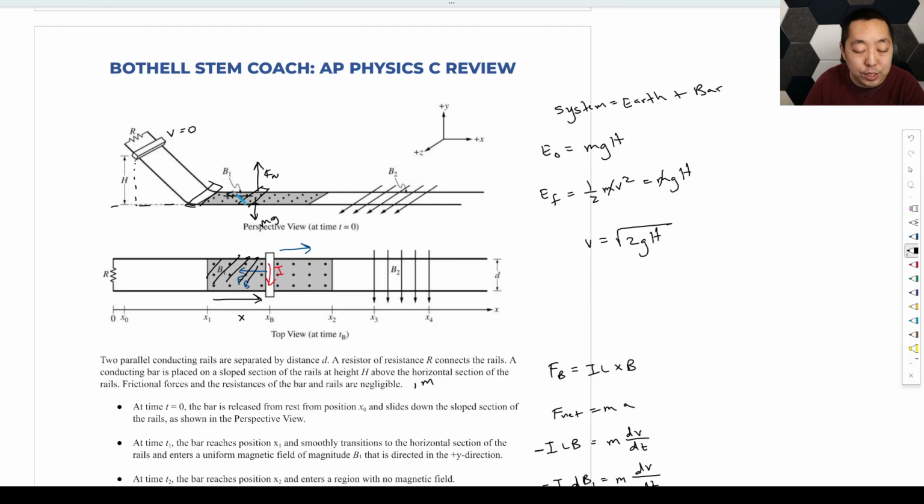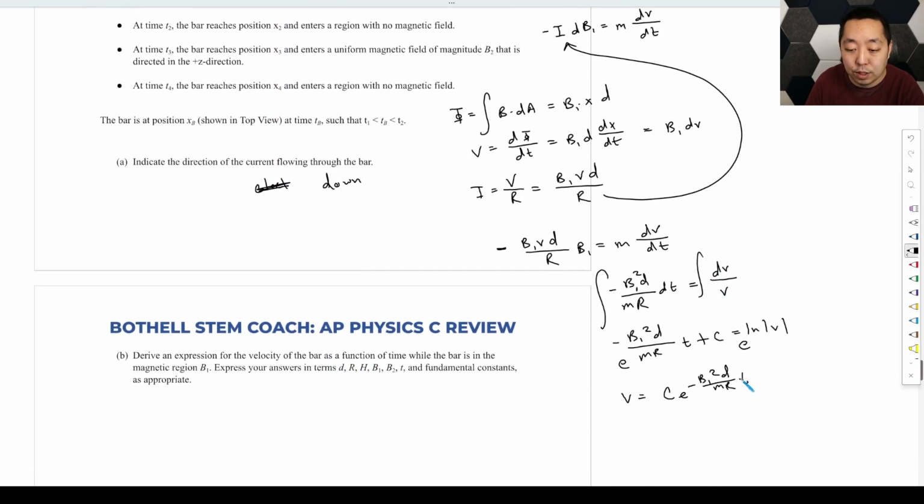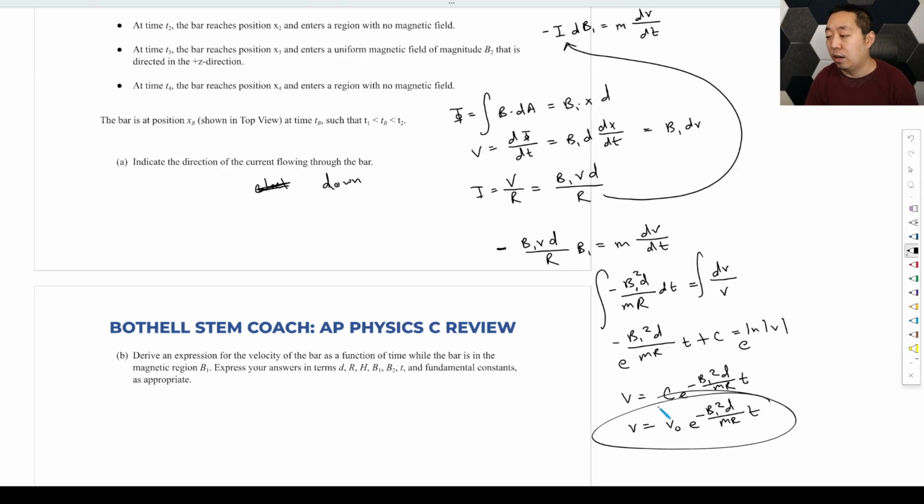So when it enters this region, that's the initial velocity. And that's going to be the C here. When time is 0, oops, I forgot the t. When time is 0, this will be 1, so we need this to be V0. So our velocity is going to be V0 e to the negative B1 squared D over MR times t. Okay, so that will be our setup for that.